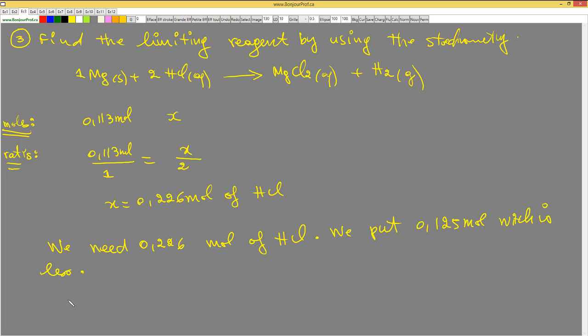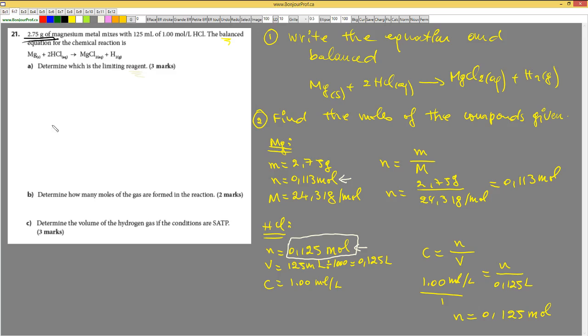Okay, what is the conclusion? HCl is the limiting reagent. This is the answer for the first question, the limiting reagent. And now we are going to answer the other question.